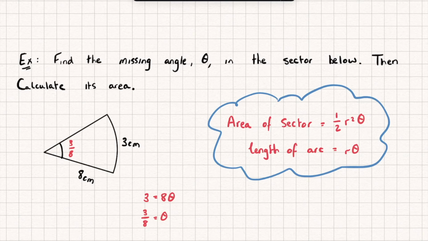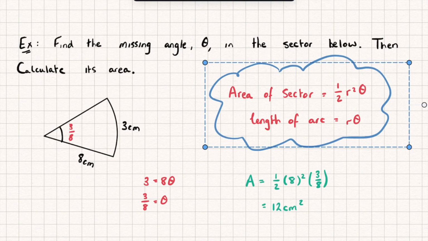and using this I could now calculate the area of the sector, because I know the area, let me use a different colour, the area is 1/2 multiplied by the radius squared, so multiplied by 8 squared, multiplied by the angle in radians, which I now know is 3 over 8. And so I could calculate this and I would get the area is 12 centimeters squared.